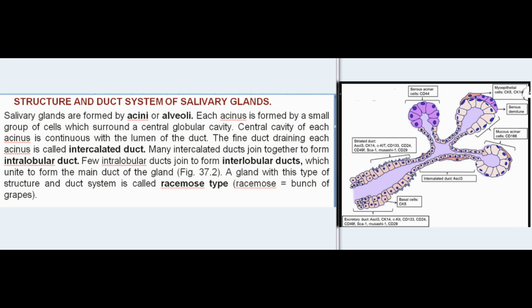Structure and duct system of salivary glands. Salivary glands are formed by acini or alveoli. Each acinus is formed by a small group of cells which surround a central globular cavity. Central cavity of each acinus is continuous with the lumen of the duct. The fine duct draining each acinus is called intercalated duct. Many intercalated ducts join together to form intralobular duct. Few intralobular ducts join to form interlobular ducts, which unite to form the main duct of the gland, Fig 37.2. A gland with this type of structure and duct system is called racemose type. Racemose equals bunch of grapes.